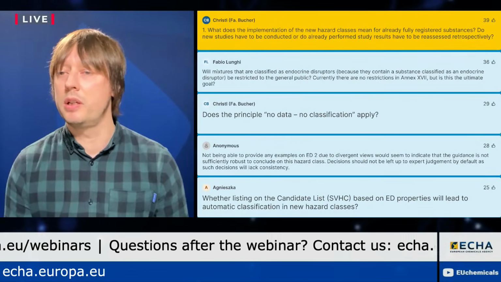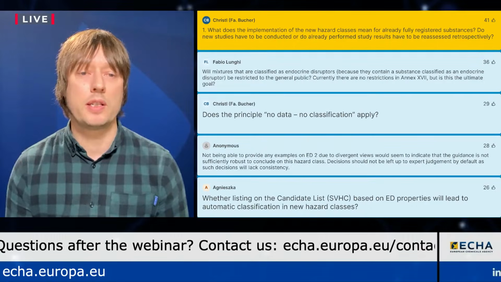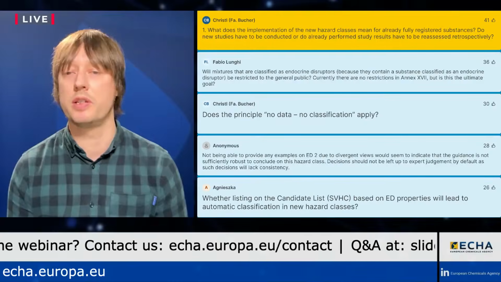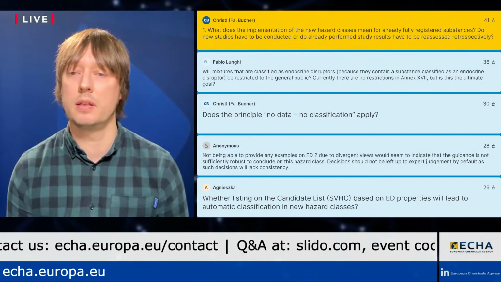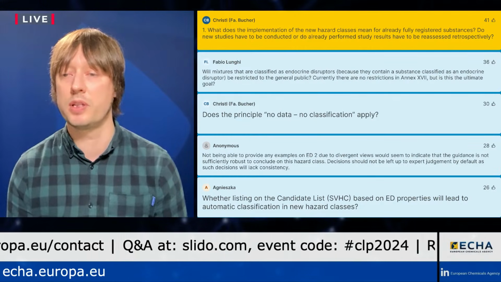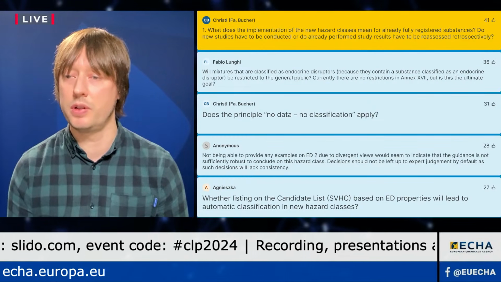And the first question, top of the list today, is: what does the implementation of the new hazard classes mean for already fully registered substances? Do new studies have to be conducted, or do already performed results have to be reassessed retrospectively? And for this question, we will go to Stina.